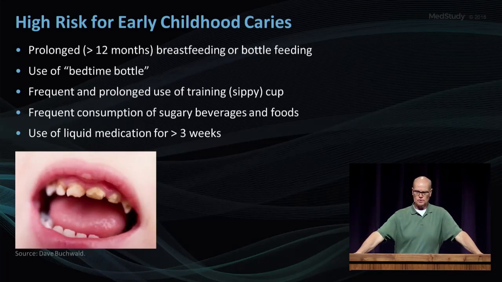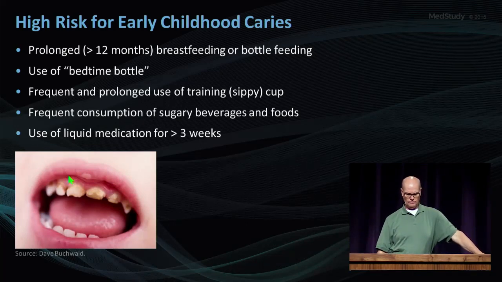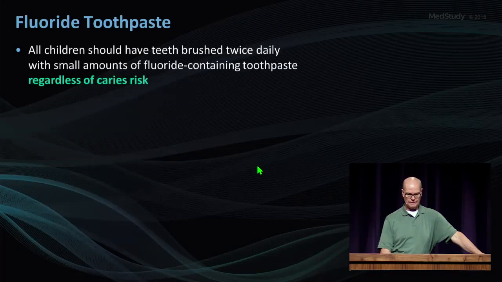High risk also includes prolonged breast or bottle feeding, especially children who take a bottle at night or sleep next to mom and breastfeed at will throughout the night. And you can see the damage. I'm sure all of you have seen so-called milk bottle caries in children who may meet these particular criteria.